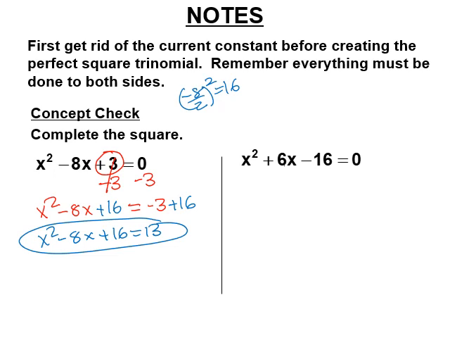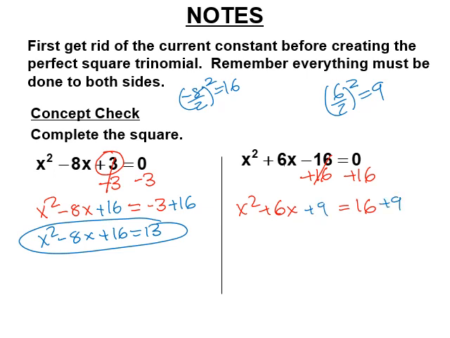Same thing here. We have to get rid of that minus 16. So what do we do? We add 16 to both sides. We leave a space for completing the square. This is the same one as the last screen. It's 6 divided by 2 is 3. 3 squared is 9. We're adding 9 to both sides. We get x squared plus 6x plus 9 equals 25. We're going to finish that one on the next screen.